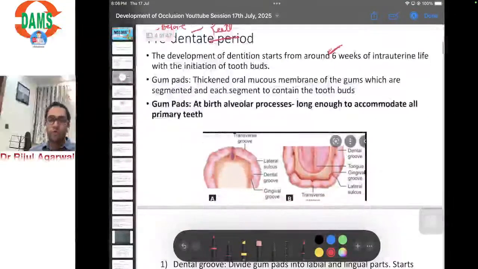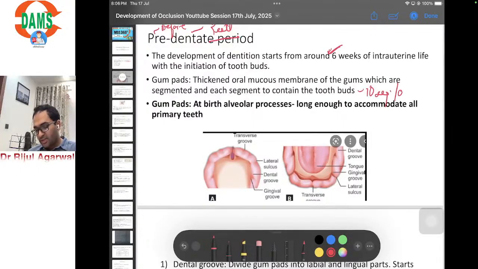When the child is born, he is born with the presence of gum pads. So what are gum pads? These are basically the thickened oral mucous membrane of the gums which are segmented. They are divided into various segments and each segment contains the tooth buds. It's easy to guess how many segments there will be per arch. Since there are 10 deciduous teeth per arch, there will be 10 segments per arch, or 20 in total.